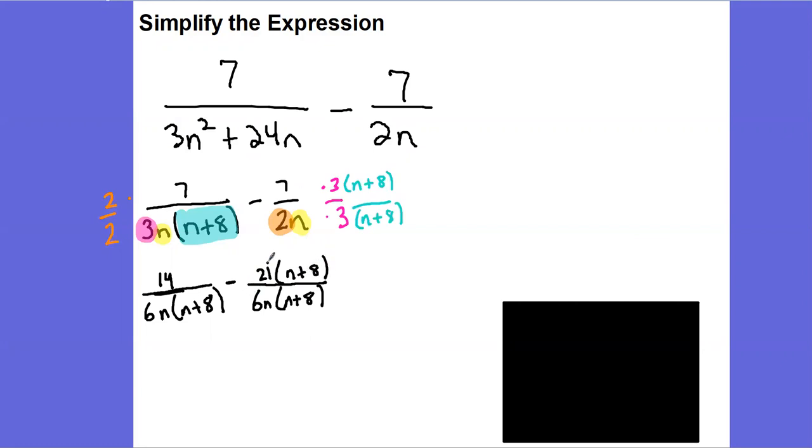All right, let's just distribute. Now, although you don't want to distribute on the bottom, you are going to want to distribute on top because you're going to want to combine like terms here in a little bit. So let's just distribute that 21. So this will be 21n plus 21 times 8. So 20 times 8 would be 160. So this is going to be 168.